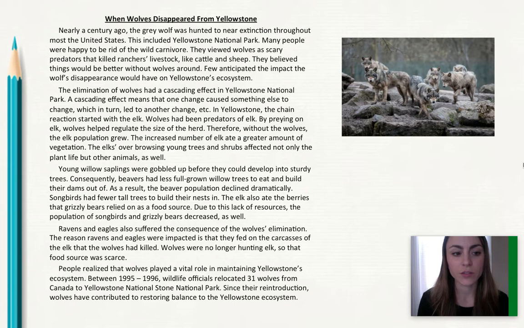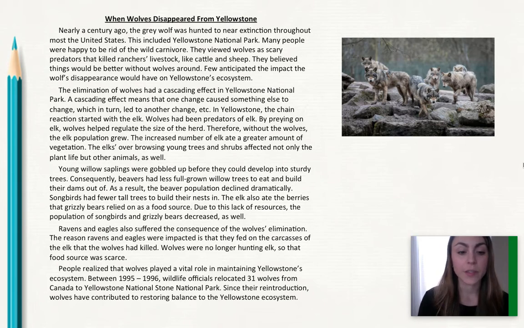In Yellowstone, the chain reaction started with the elk. Wolves have been predators of elk. By preying on elk, wolves helped regulate the size of the herd. Therefore, without the wolves, the elk population grew. The increased number of elk ate a greater amount of vegetation. The elk's over-browsing of young trees and shrubs affected not only the plant life, but other animals as well.